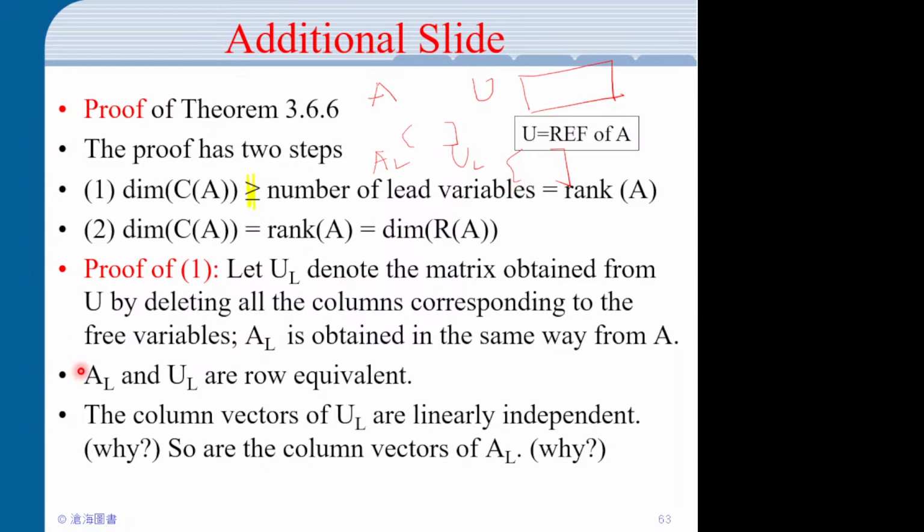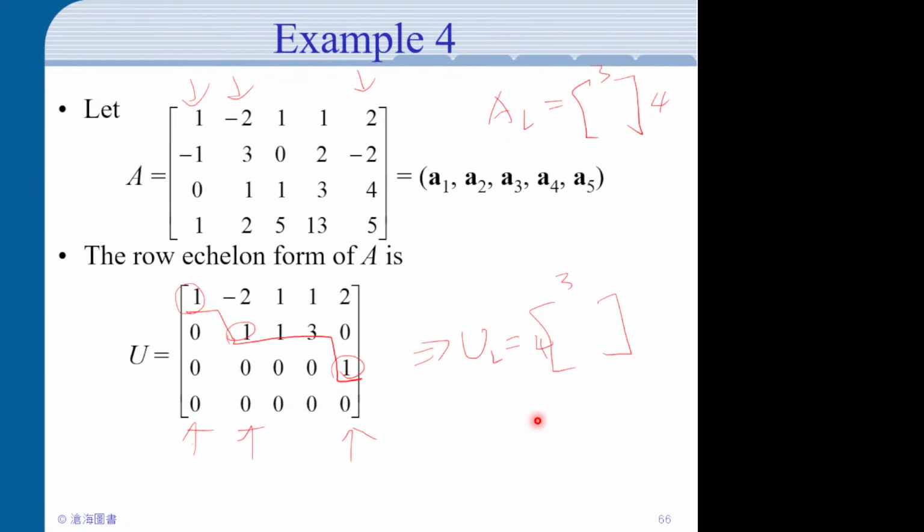And so we know that AL and UL are row equivalent because, yeah, it's easy to check. Deleting columns doesn't change the row equivalence, so you can still go from AL to UL by the same row operations. And then we have the columns of UL are linearly independent. It's a row echelon form, but not reduced row echelon form. But the columns of U are linearly independent.